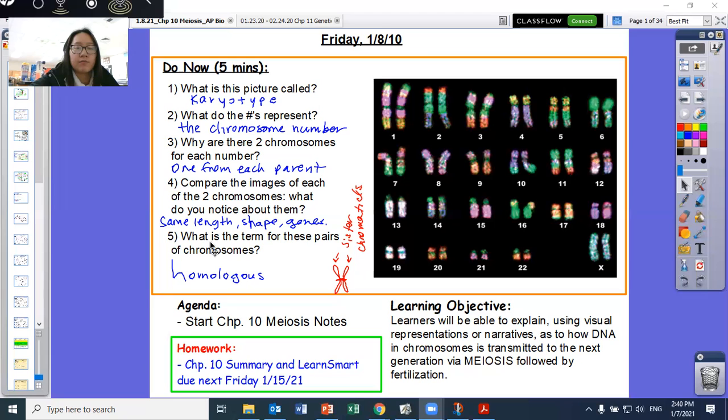Number 5, what is the term for these pairs of chromosomes? So when you look at the pair of chromosome 1, the pair is termed a homologous pair. And homologous means the same, right? We have the same type of genes on the same type of chromosome, and they are both chromosome 1.